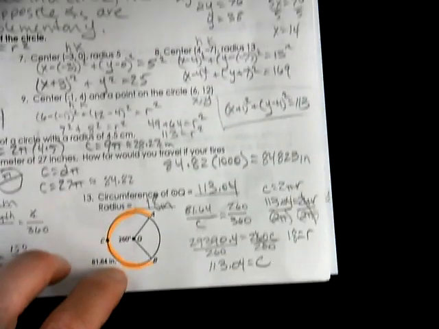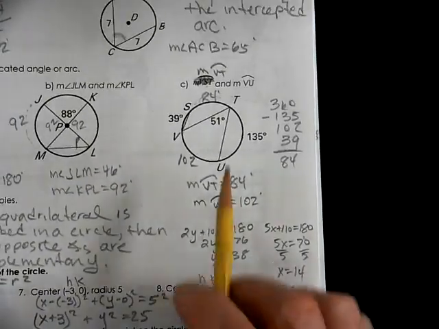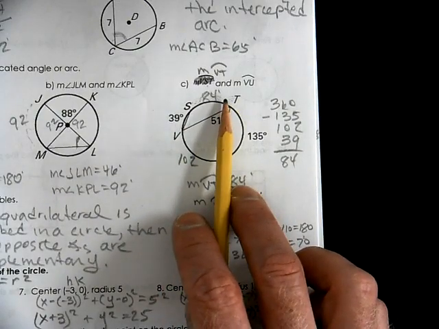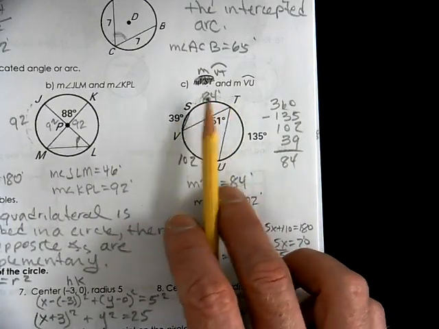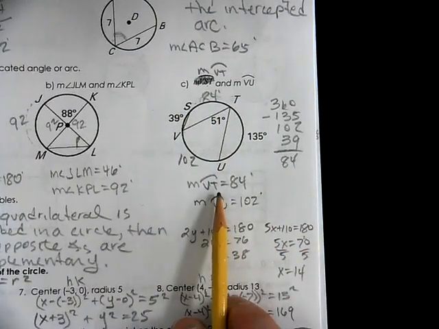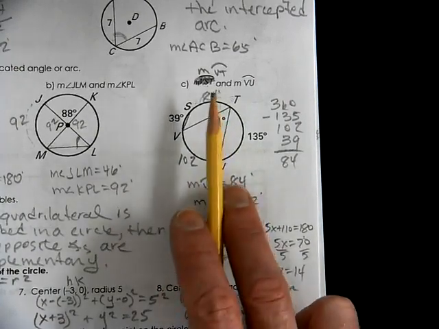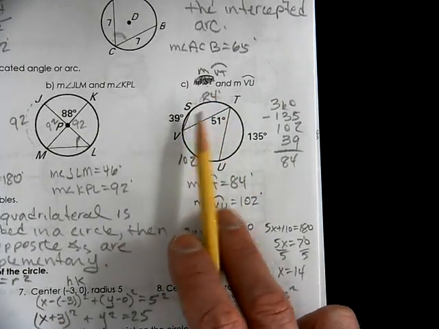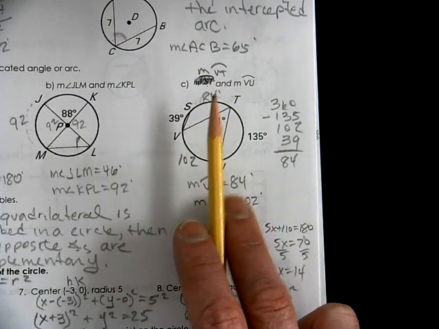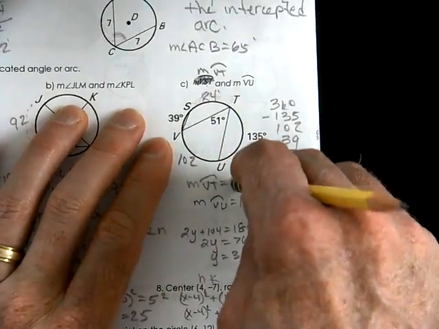One thing I noticed from above, if you come back up here, ST is 84, but we were looking for VT, so that would be 84 and 39. VT is not 84. VT is going to be the combination of those two. So that looks like 123.